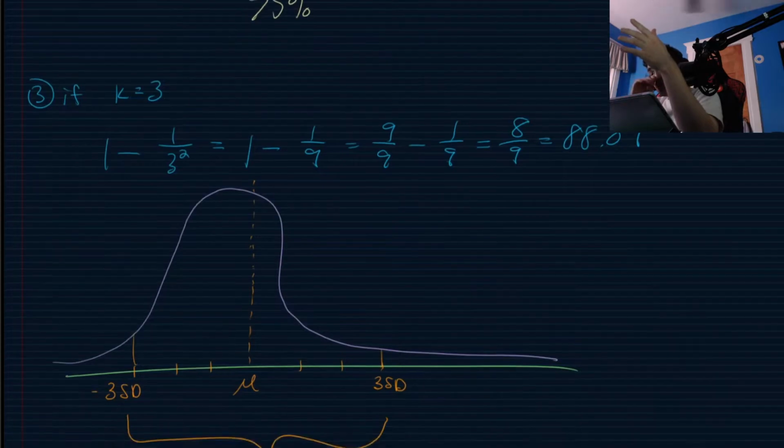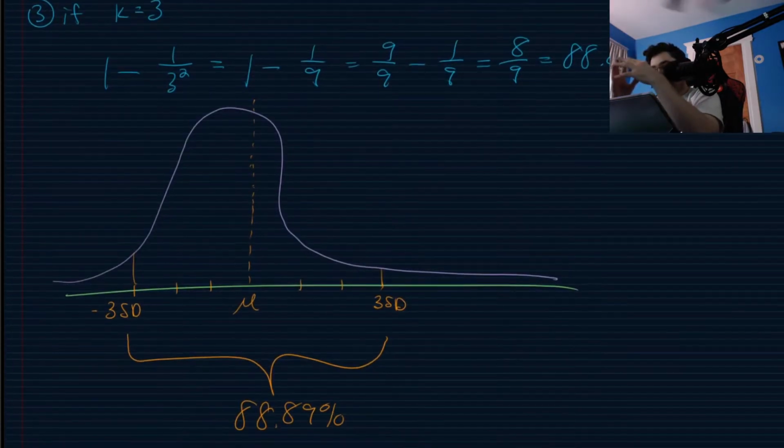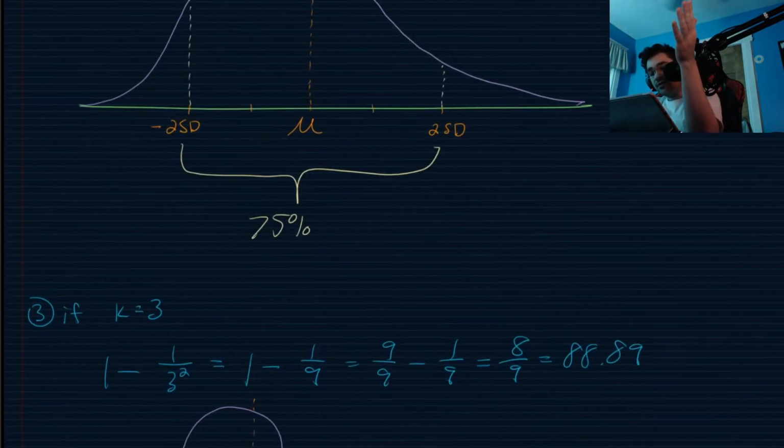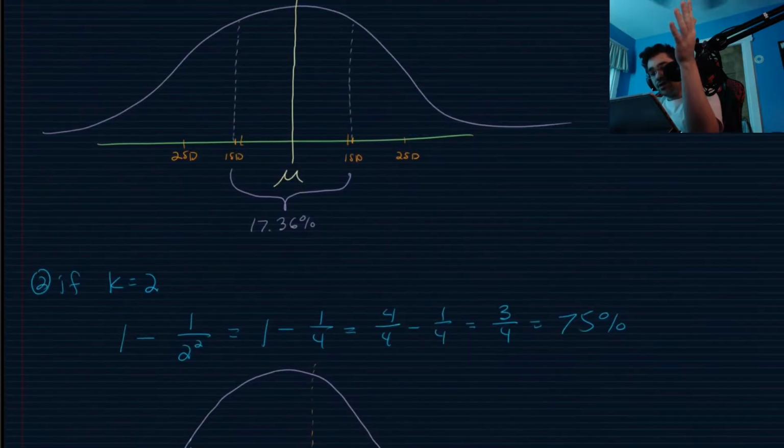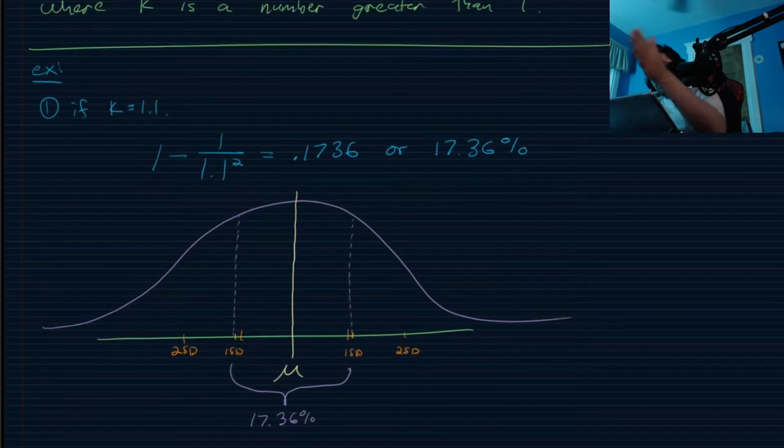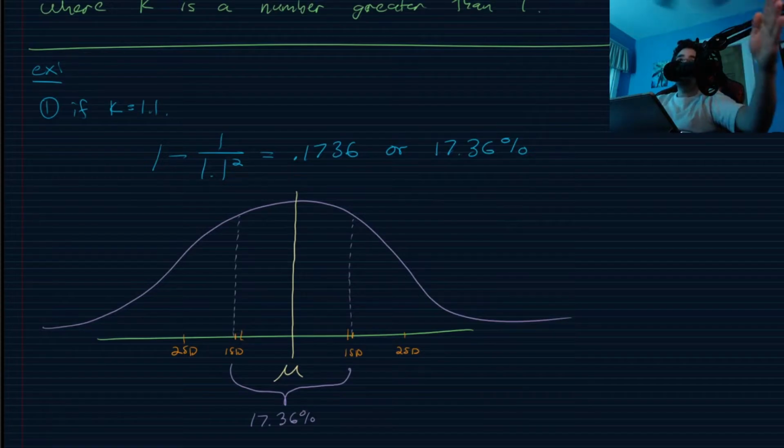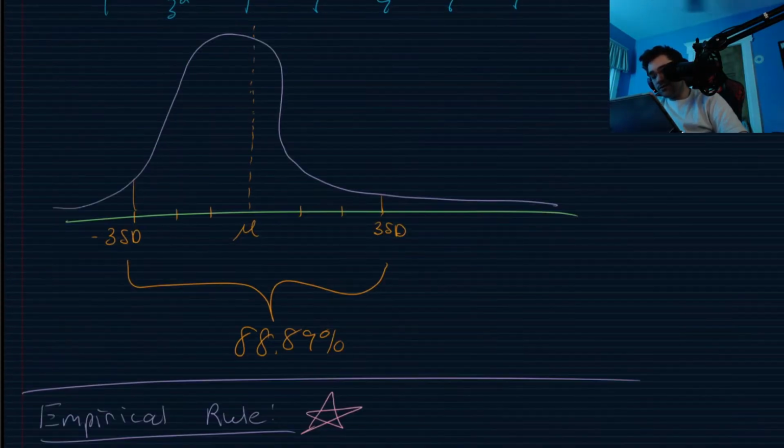Did another example here, 3. I drew this one a little funky because I wanted to drive the point home that Chebyshev's theorem is for all distribution shapes, regardless of whether it's normal or not. And so 3 standard deviations away from the mean, notice now it's a higher percentage of data values. Of course, that makes sense, right? The more standard deviations we go away from the mean, the more of the data we're capturing, so the higher the percentage is.